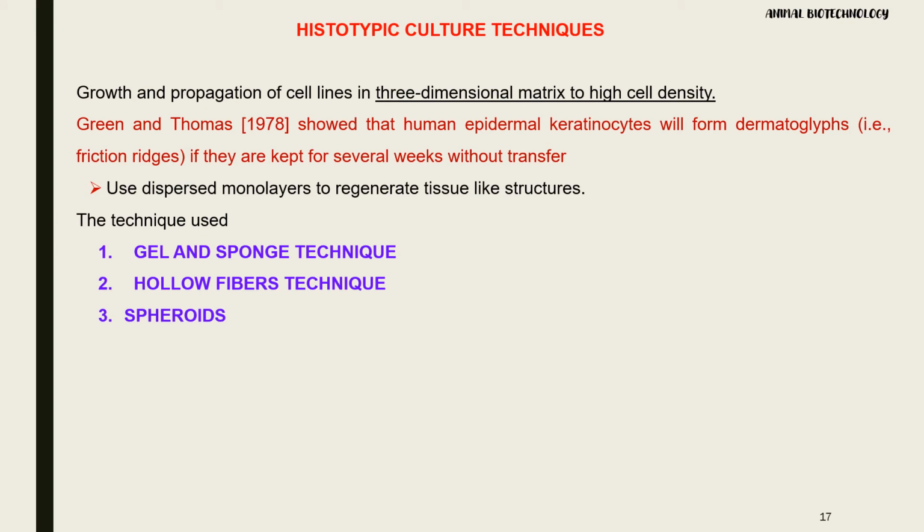Histotypic culture techniques. The techniques that are used for histotypic cultures are gel and sponge technique, hollow fiber technique, and spheroids. These are three-dimensional cultures and hence cell line is propagated in three-dimensional matrix to high cell density.